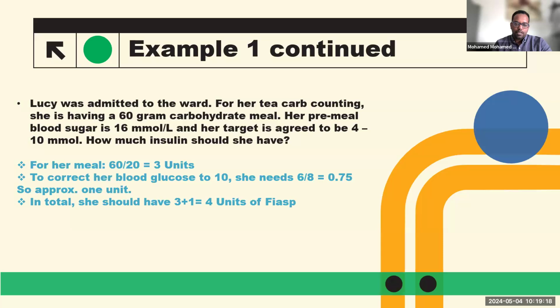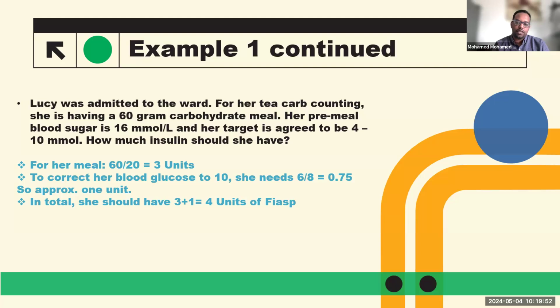Also, she needs to correct her blood glucose, as we said, from 16 to 10, which means that she needs to cover for 6 millimoles. And if her ISF is 1 to 8, this means that she needs three-quarters of a unit to make the jump from 16 to 10. So approximately 1 unit. So in total, she will need 4 units. Those who say 5 units, yes, sometimes we just give them more, 4 to 5. And remember, it's all estimates.